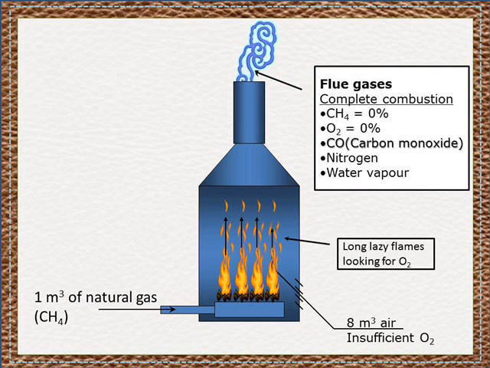This pictorial representation of a space heater burning with insufficient air shows 1 cubic metre of natural gas and 8 cubic metres of air, which means there is insufficient oxygen for the burning process. In the flue gases after combustion that go out the flue, there is no methane gas and no oxygen, but carbon monoxide will be produced, and nitrogen and water vapour will also go out the flue.